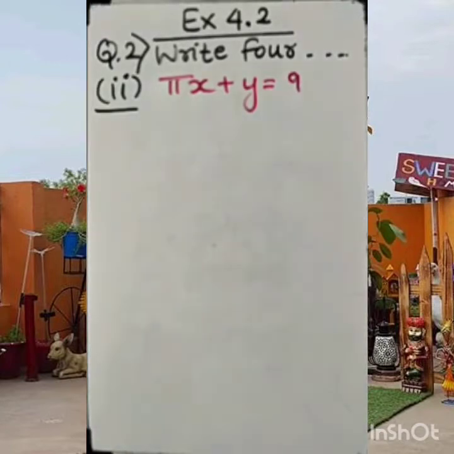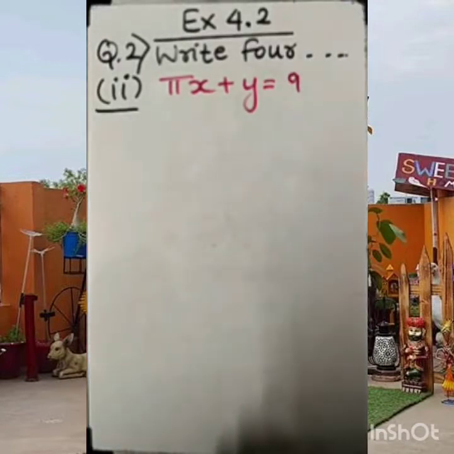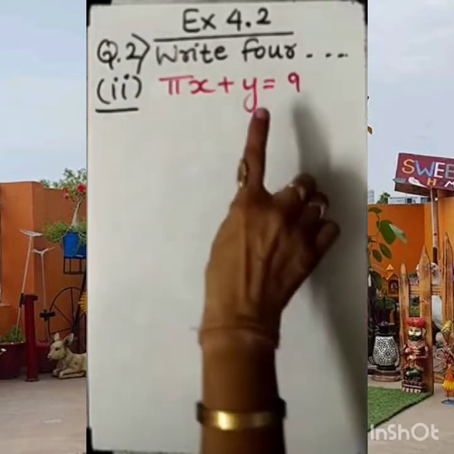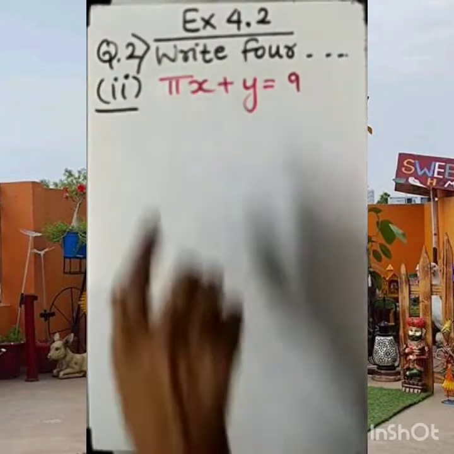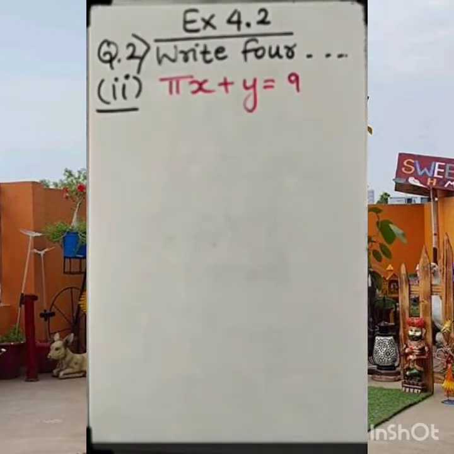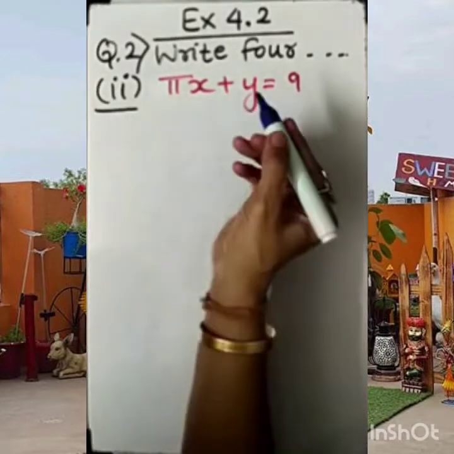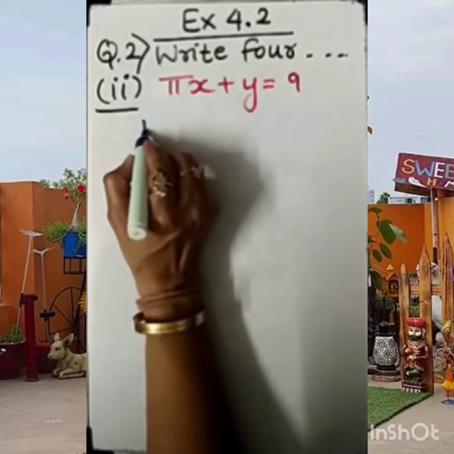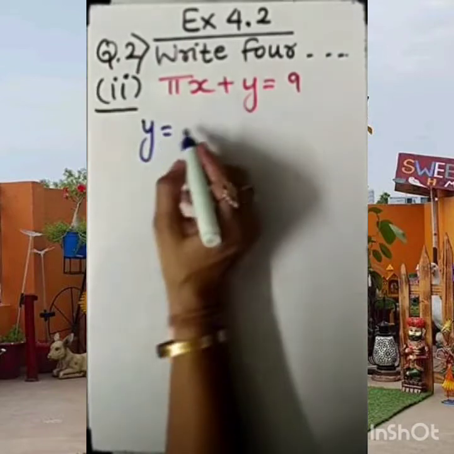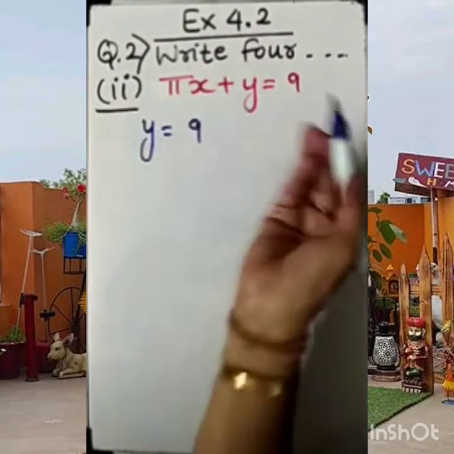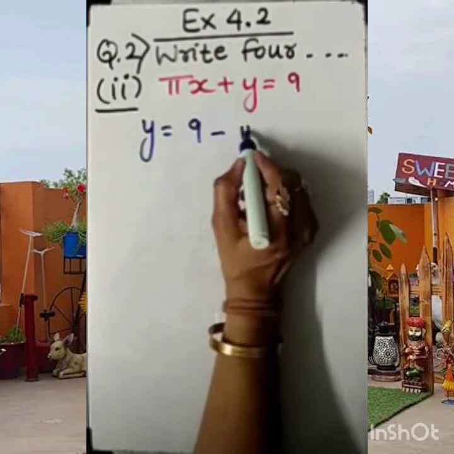So in such a case, how to solve the sum? As I taught you, for the different values of x, we will find the value of y. That's why first I am making y the subject. So 9 is already here. What about this pi x? I am bringing it to the right side, so it will become minus pi x.